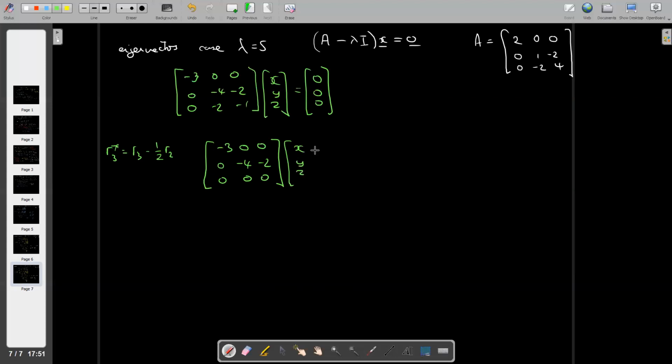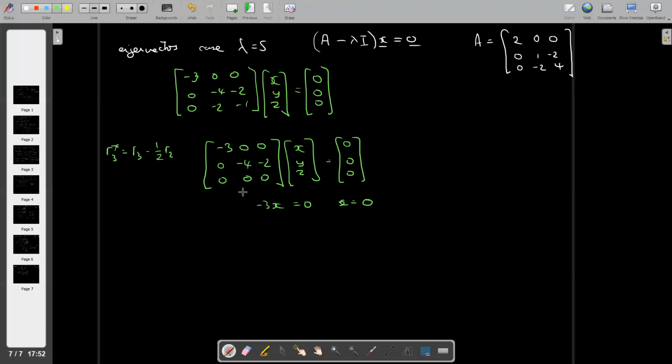x, y, z. Now, I'm not claiming that my way of finding the eigenvectors is the best way or anything. It's just the way I always do it. So what's this saying? Well, we've got negative 3 times x is equal to 0, so obviously x is equal to 0.